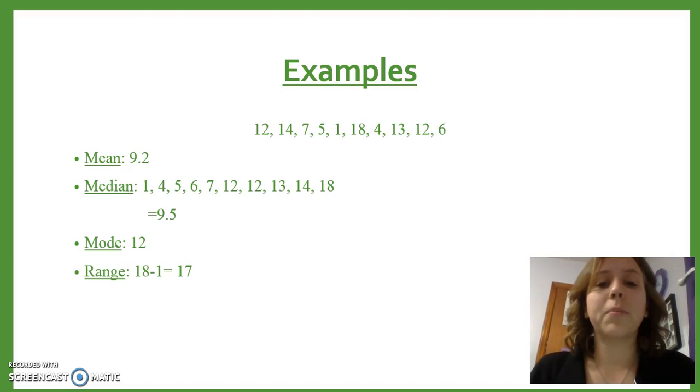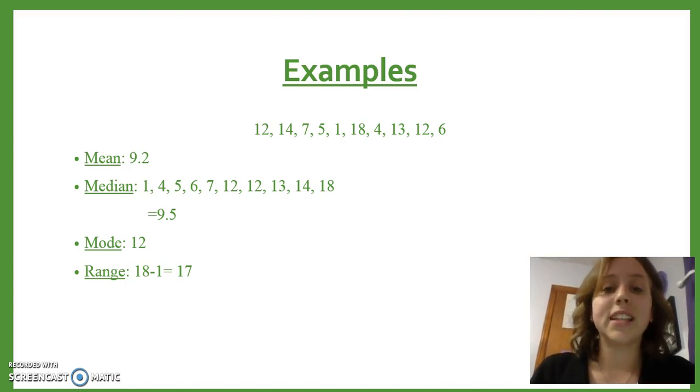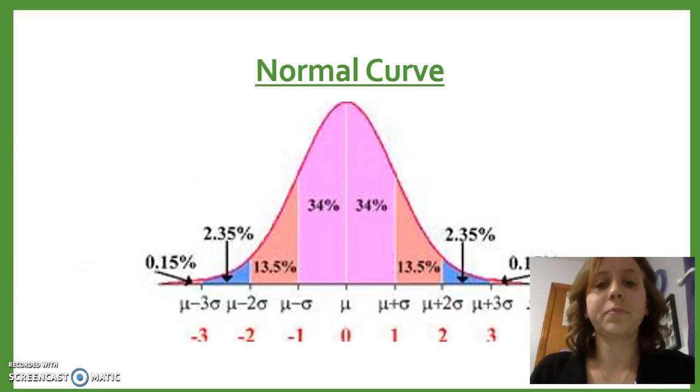Next is the mode, the number that occurs the most. As you can see, every number occurs only once except 12. It occurs twice. So the mode is 12. The range is, like I said, the greatest minus the least. Our greatest number in the set is 18 and our least is 1. So our range is 17.